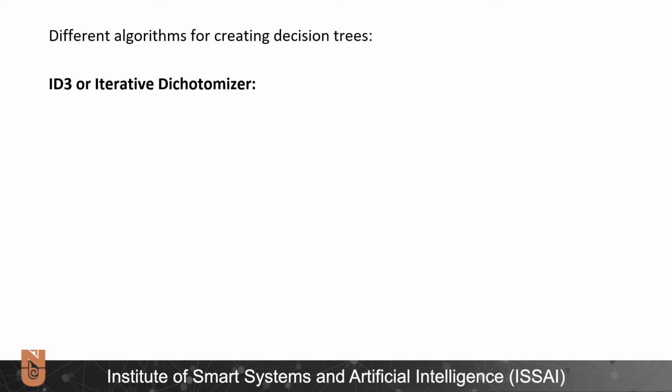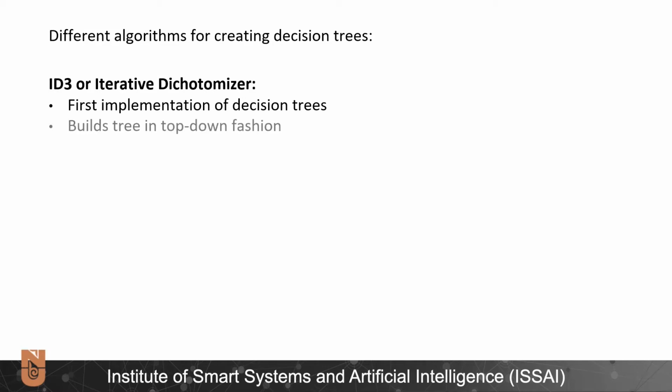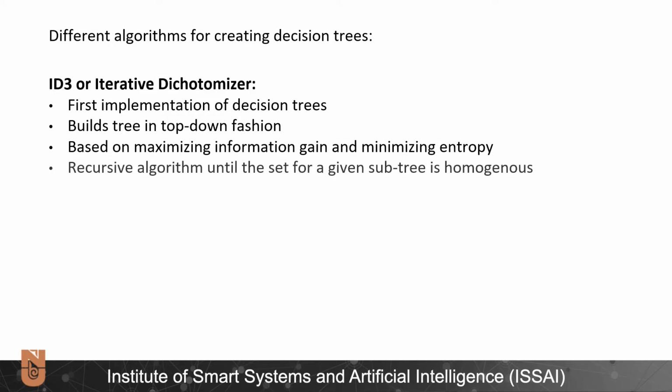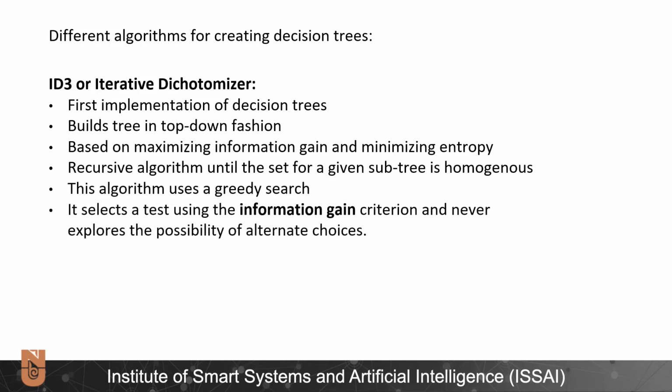ID3, or Iterative Dichotomizer, is the first implementation of decision trees. It builds the tree in a top-down fashion. It's based on maximizing information gain and minimizing the entropy. It's a recursive algorithm and uses a greedy search. It selects the test using the information gain criterion and never explores the possibility of alternate choices.